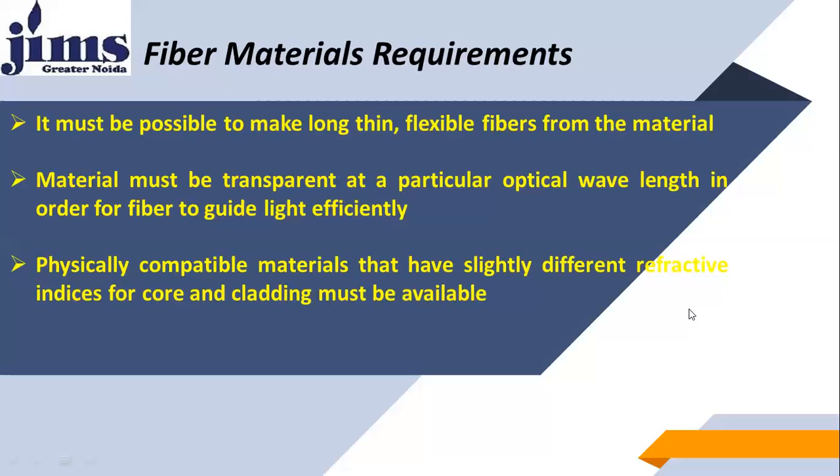We also know that the refractive indices of core and cladding are different. So the material that we choose to manufacture the core is different, and the material that we choose for cladding is different, because what we actually want is a slightly different refractive index of core and cladding, and this is a requirement of optical fiber. The core has a refractive index slightly more than the refractive index of cladding.